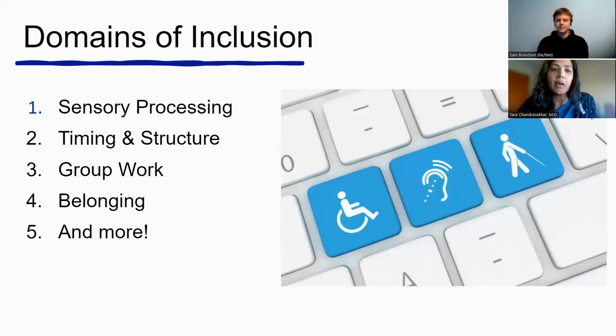We are working on creating a booklet that provides many examples of how to modify classroom structure to be more inclusive. And the domains that we're focusing on are related to sensory processing, the structure of a course, how to think about group work, and lastly, but probably most importantly, how to foster a sense of belonging for our students.